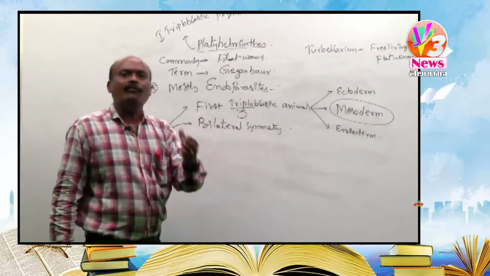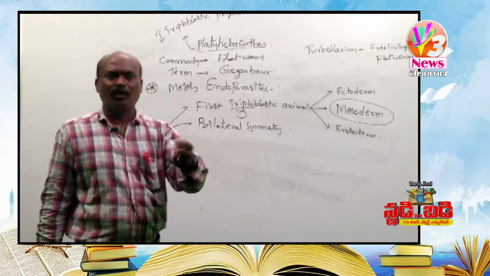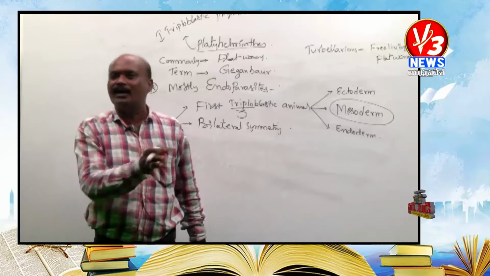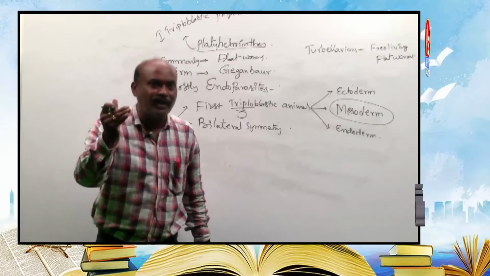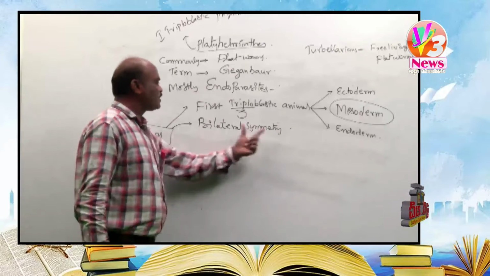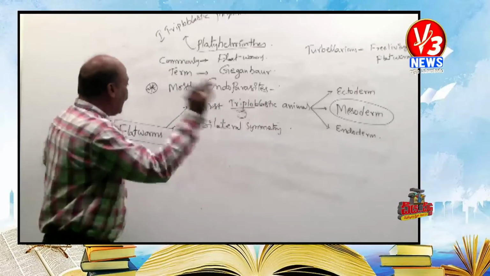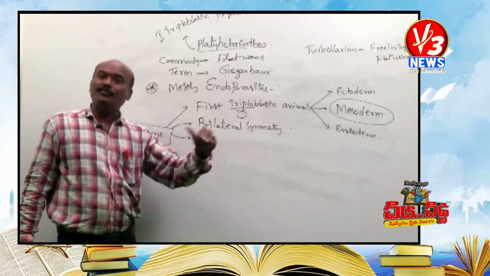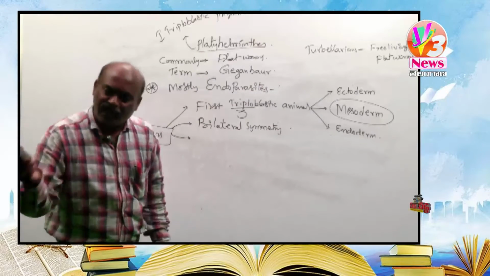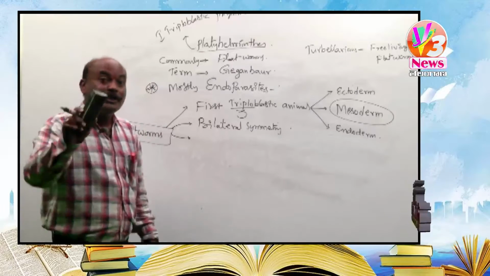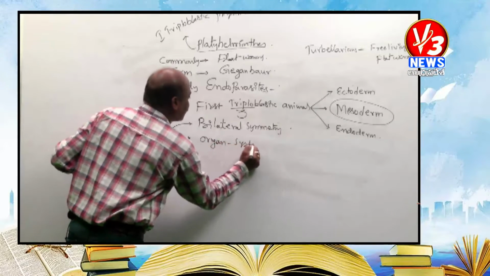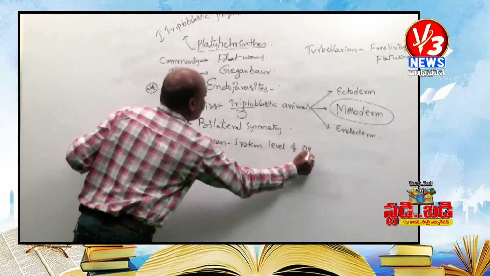One more special character. Yesterday we discussed symmetry, but in Platyhelminthes, all exhibit bilateral symmetry. Ctenophores and Cnidarians are radially symmetrical animals, but here they are bilaterally symmetrical. What is meant by bilateral symmetry? Bi means two. One animal can be cut into two equal halves, with similar organs and similar structures, symmetrical. That is bilateral symmetry. These two equal halves are called antimeres. So first time these are bilaterally symmetrical organisms.